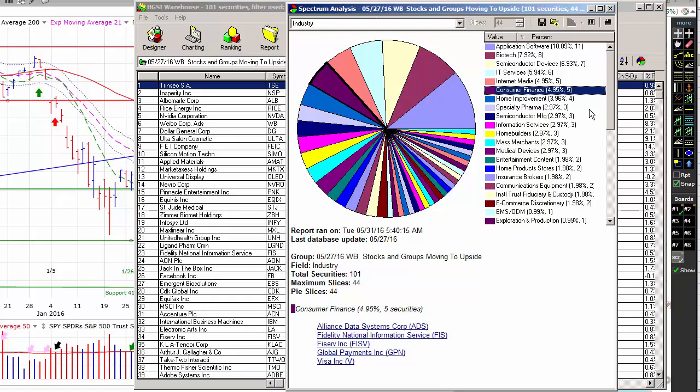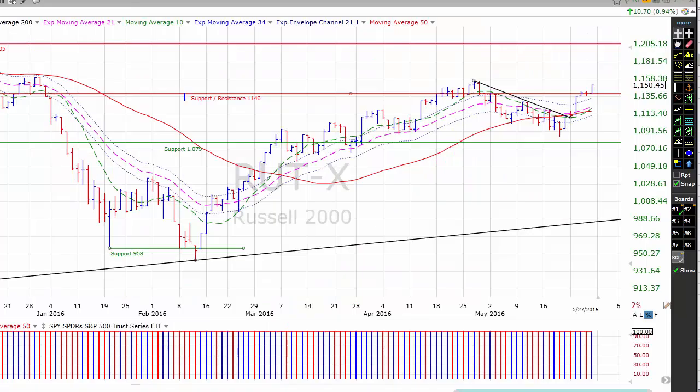Let's start today by taking a look at the Russell 2000. The Russell on Friday broke convincingly above this area of resistance that we've been watching here in the 1140 range. Notice how we took out that resistance and closed right smack at the top of our daily trading range. That's a bullish indication.